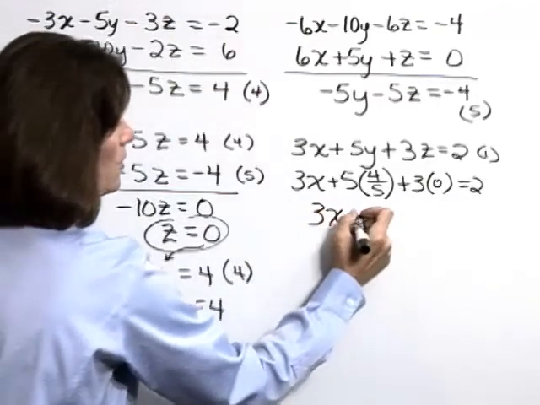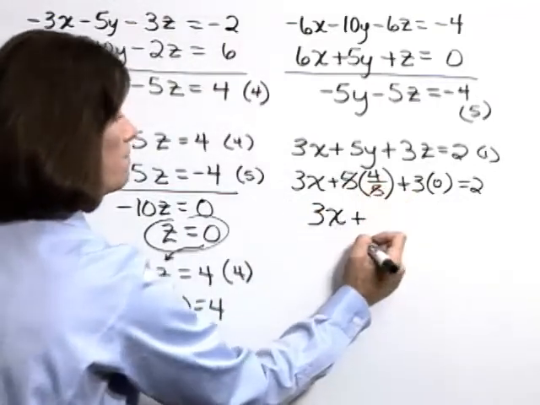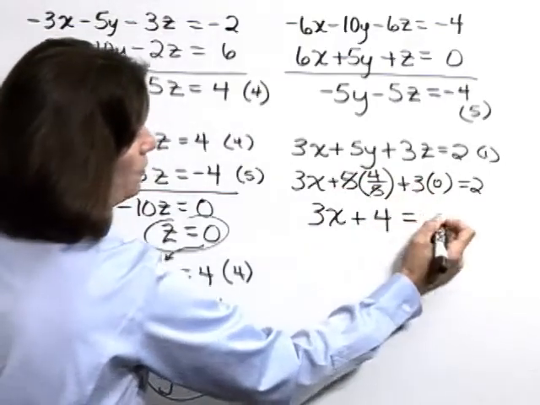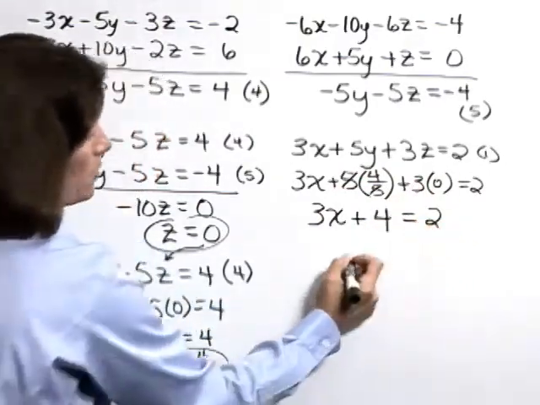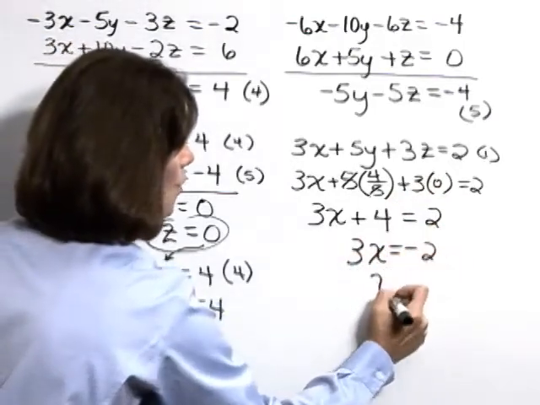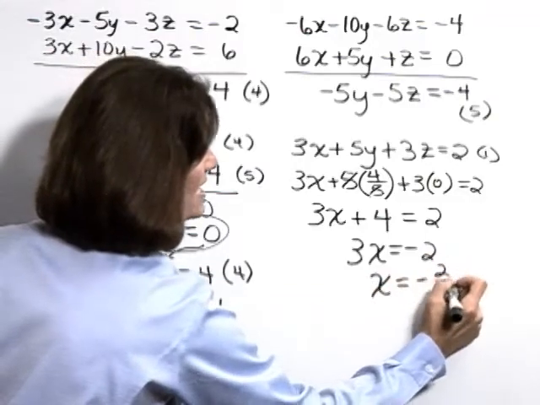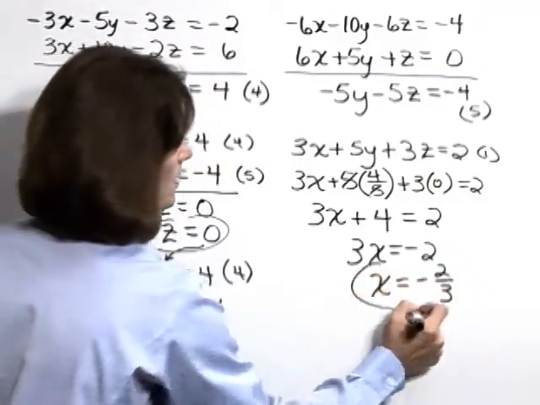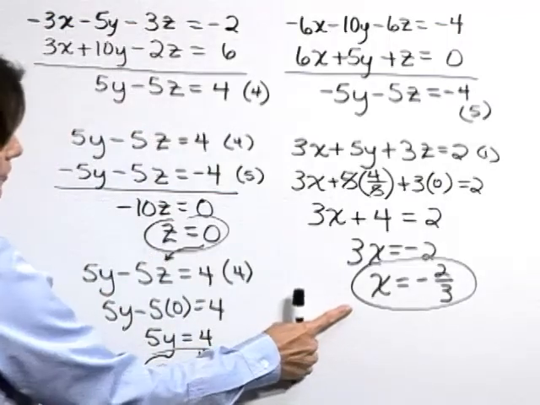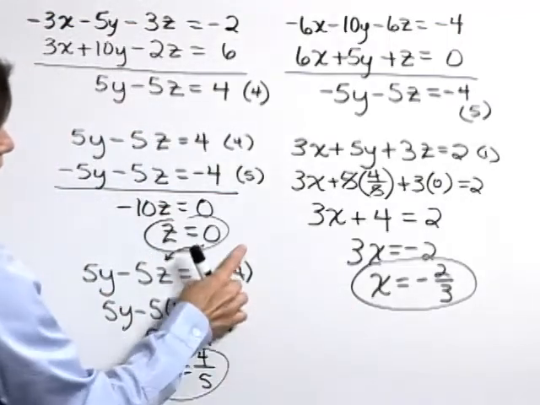Now let's take this equation and solve for x. So 3x plus 4. This term cancels. That's equal to 2. 3x then is equal to -2, or x is equal to a -2/3. So we've solved for our three variables. We believe that x is a negative 2/3, y 4/5, and z is 0.